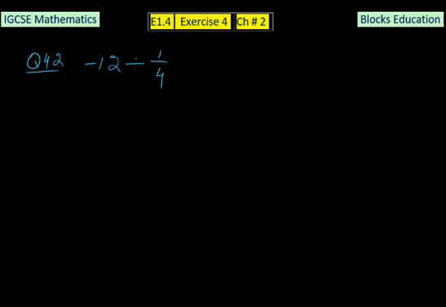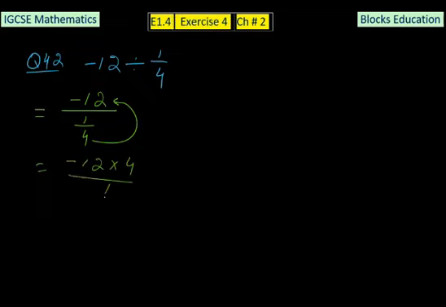In question number 42, it says minus 12 divided by 1 over 4. We know that when you have a double denominator, the lower number goes up and multiplies with the other number. So it means it will be minus 12 into 4 over 1. Now I can just ignore this 1, and minus 12 into 4 means the answer will be minus, and 12 fours are 48. So the answer is minus 48.